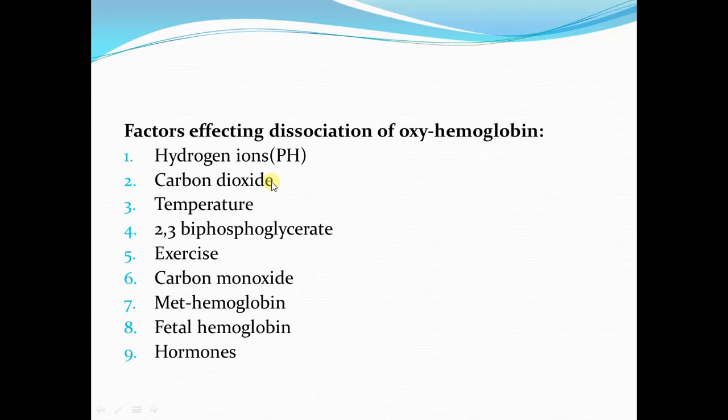Both the hydrogen ions and carbon dioxide bind with the hemoglobin, but the site where the carbon dioxide and hydrogen ions bind with hemoglobin is different, other than the oxygen binding site. The binding of hydrogen and carbon dioxide with the hemoglobin reduces the affinity of hemoglobin to bind with oxygen, and that's how the oxygen is dissociated and released and transported to the tissues.